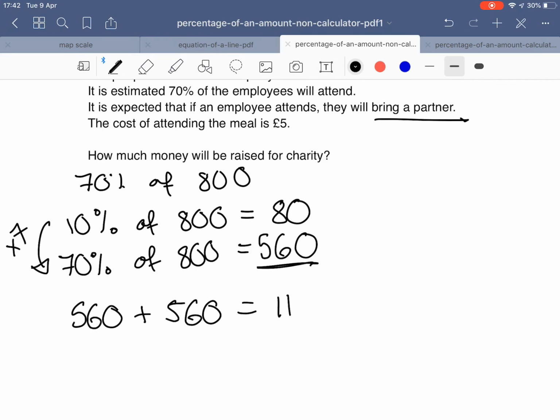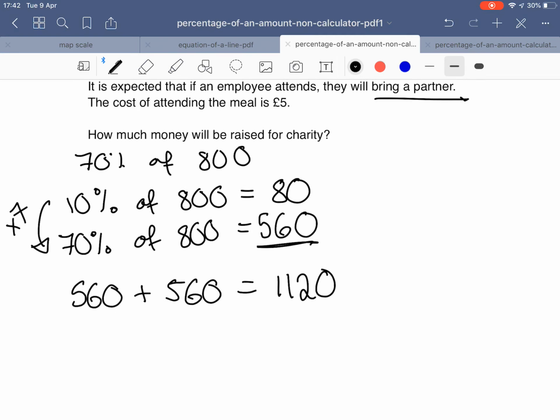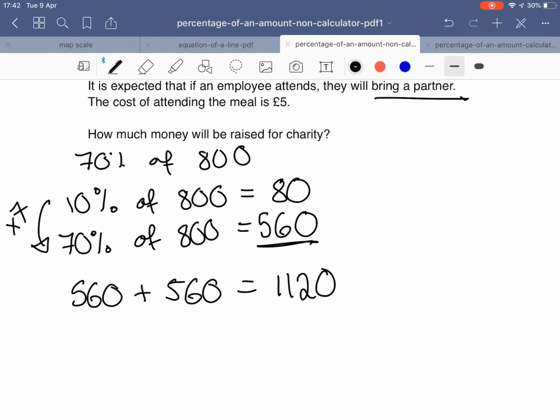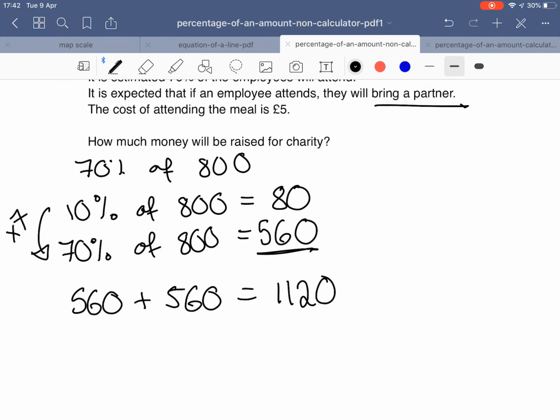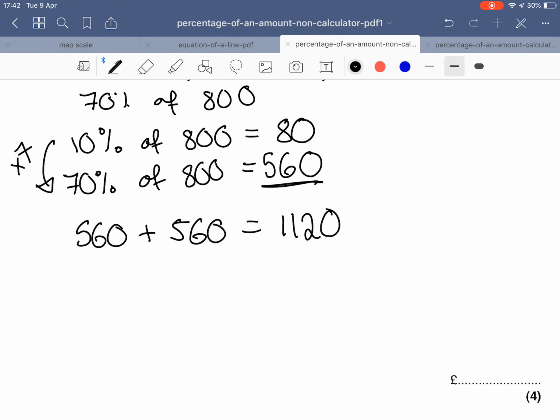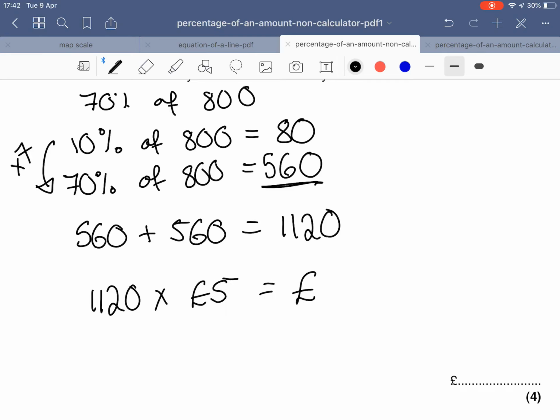We're assuming people are going to bring people, which is 1,120. So if each person, the cost of attending the meal is £5, we're assuming you pay per person. I'm going to assume that anyway. So we're going to need to do the 1,120 times our £5, which gives me 5600.